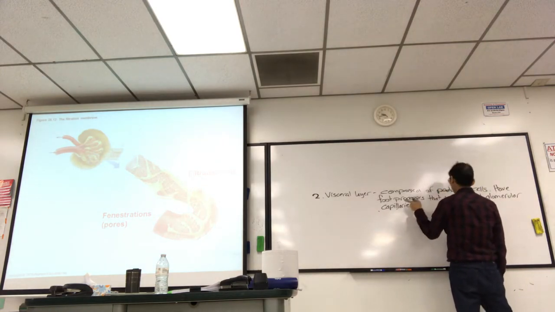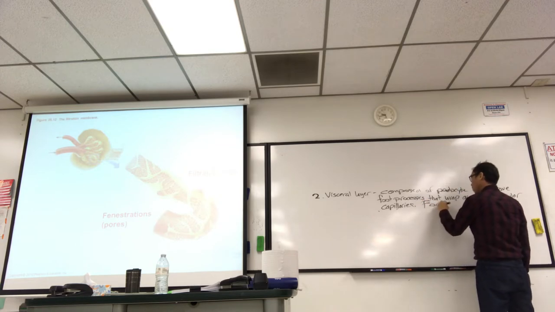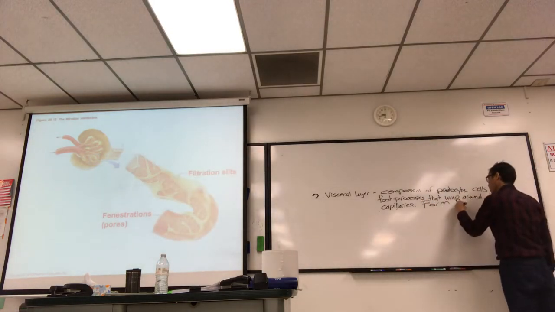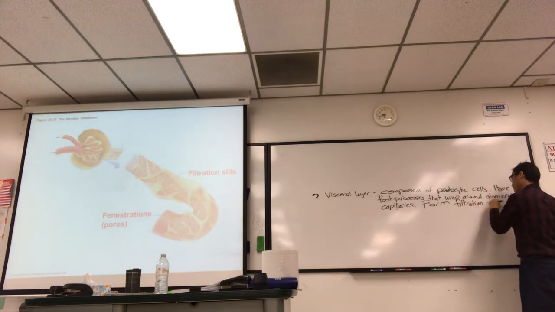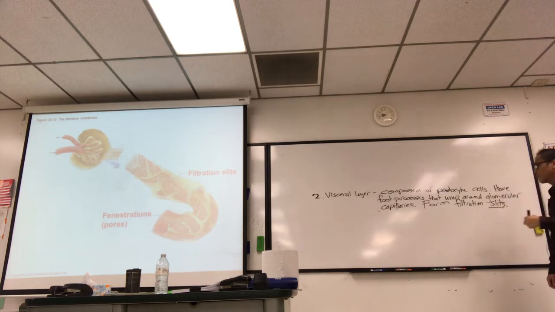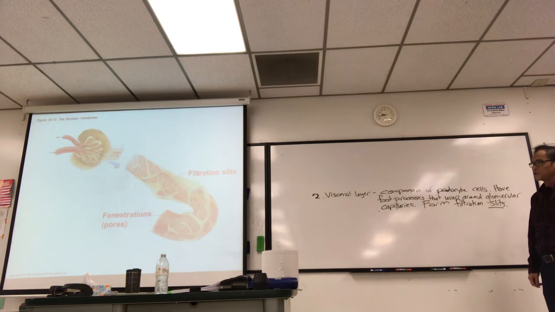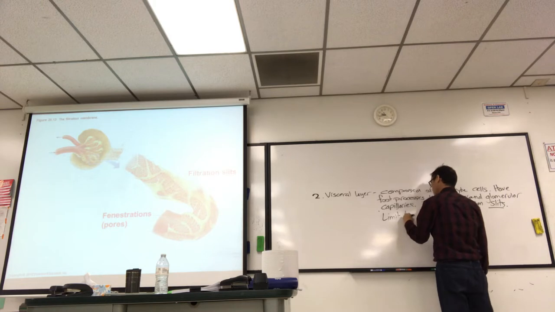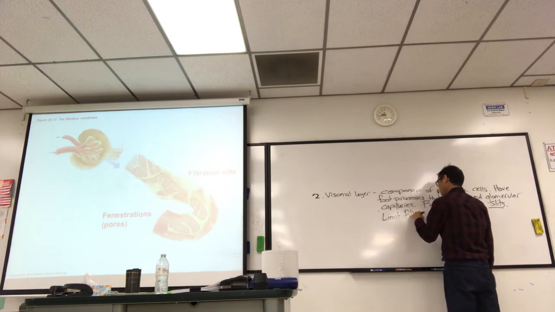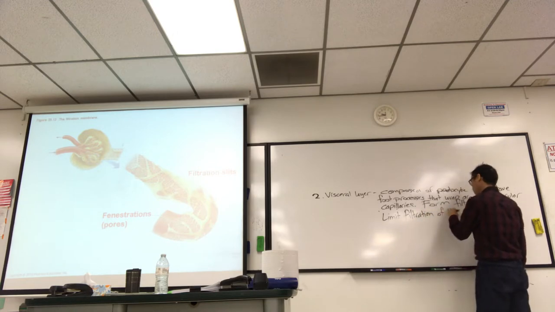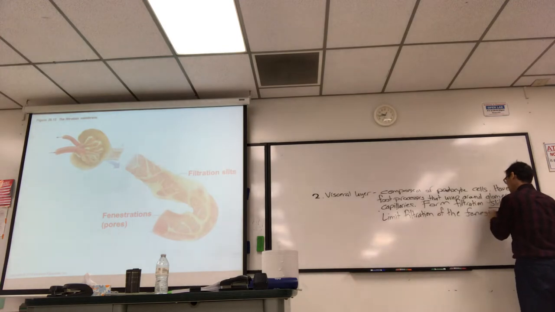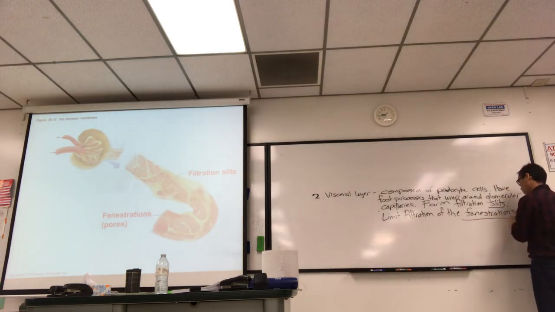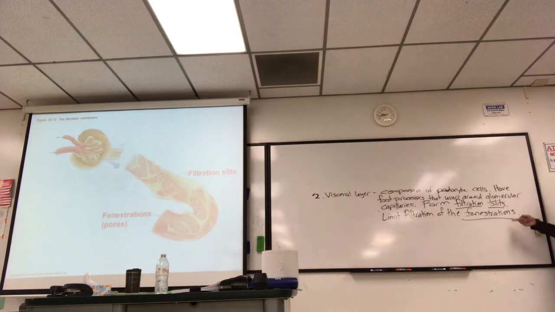I'm just going to add that they form filtration slits. So those slits form the filtration membrane with the fenestrations. They limit the filtration of the fenestrations. So filtration slits, fenestrations. The fenestrations are the holes or the pores in the glomerular capillary.